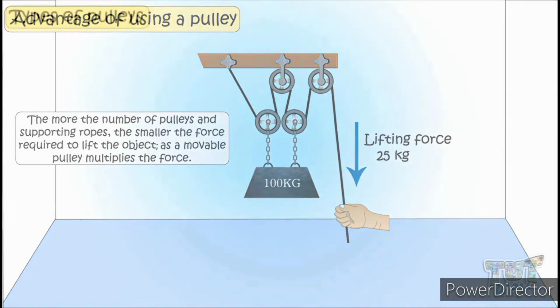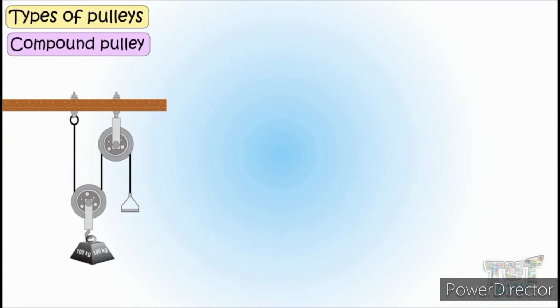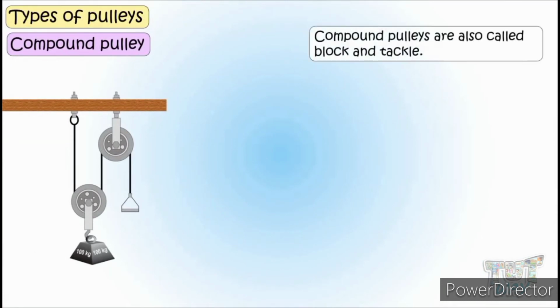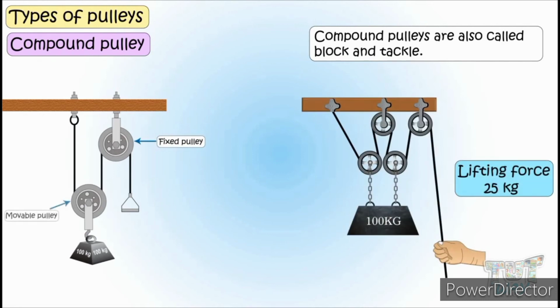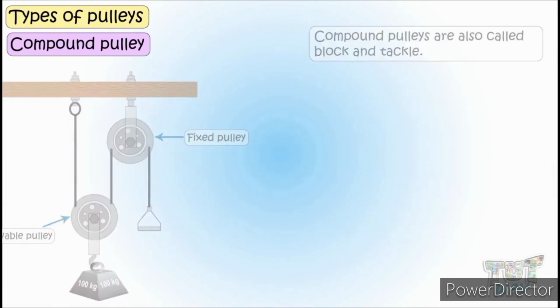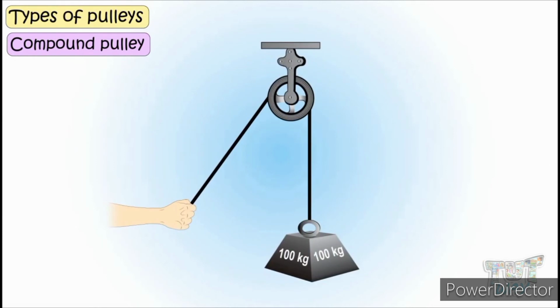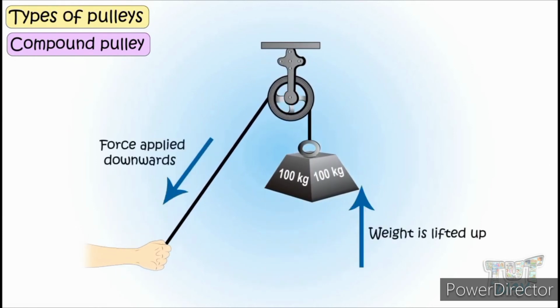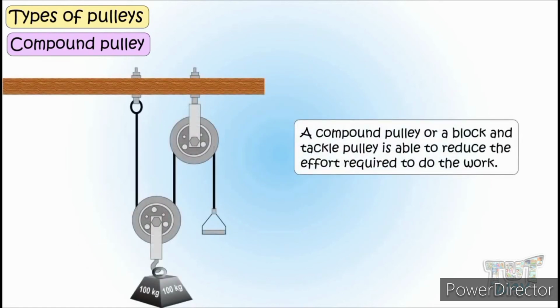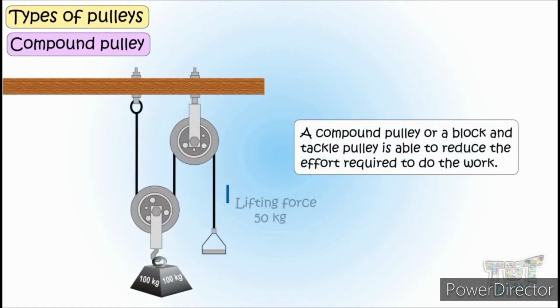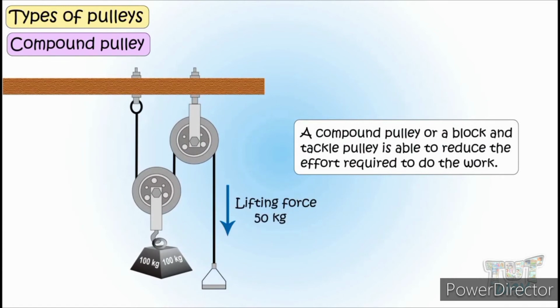Now let's see what a compound pulley is. Compound pulleys are also called block and tackle. It is a combination of a fixed and one or more movable pulleys. A simple pulley only redirects or changes the direction in which force is applied and does not give us much mechanical advantage. But a compound pulley, or a block and tackle pulley, is able to reduce the effort required to do the work.